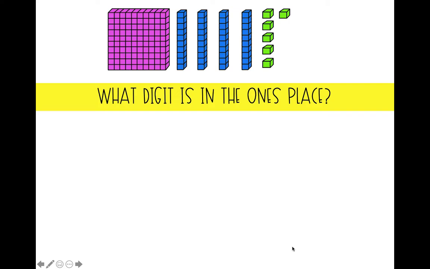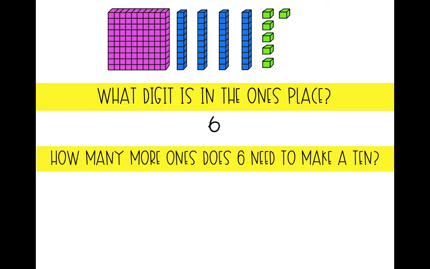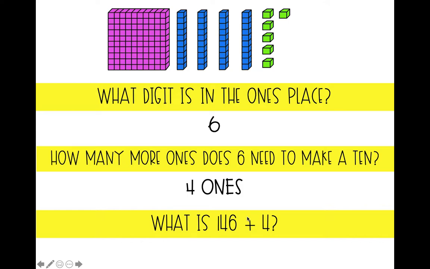What digit is in the ones place? 6 is the digit in our ones place. How many more ones does 6 need to make a 10? That's right, we need 4 more ones to make a 10. What is 146 plus 4? We know that those ones, 6 plus 4, are going to get us to a new 10. So 146 plus 4 equals 150.